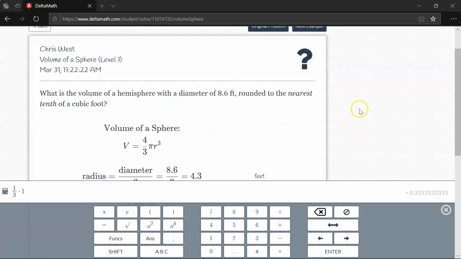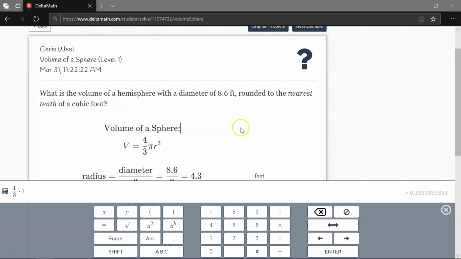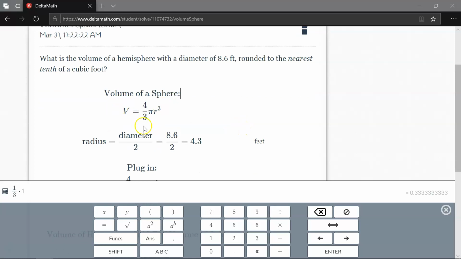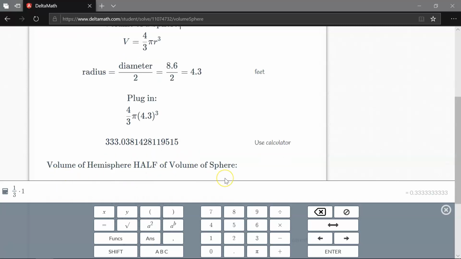So we're back looking at the example in Delta Math, and it's the same example, a diameter of 8.6. All we have is radius and diameter when we're working with a sphere or hemisphere. This is the volume of a sphere. To get our radius, we divide our diameter by 2, so we know our radius is 4.3. And we're going to plug this into the formula. The volume is 4/3 pi times r times r times r, or times our radius cubed, okay, gives us this. But that's just the volume of a sphere. We've still got to divide that in half to get a hemisphere.